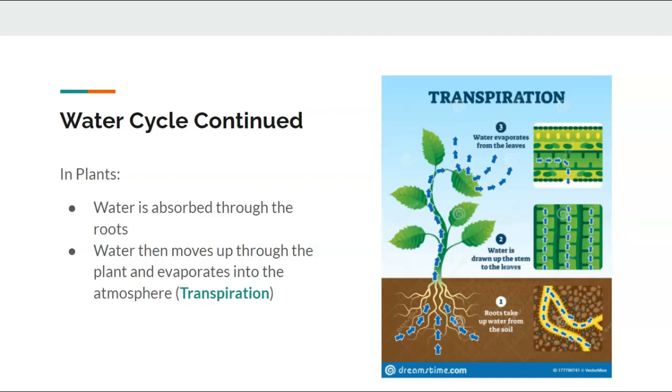Once in the leaves, there are openings, and through those openings the water will evaporate out. When that water evaporates out of the leaves into the atmosphere, that's called transpiration. So transpiration is a new fancy word, but it is in the water cycle, and it really only involves plants. Humans don't do this. When we sweat, that's just sweating. We don't call that transpiration, even though the water is evaporating from our skin. It's not the same thing, and so transpiration is only in plants.